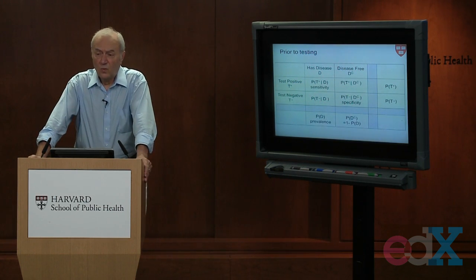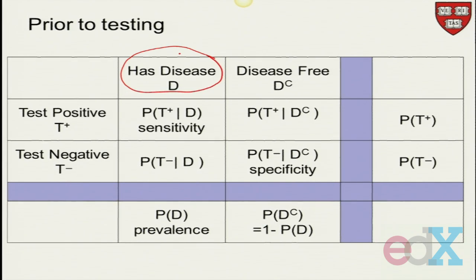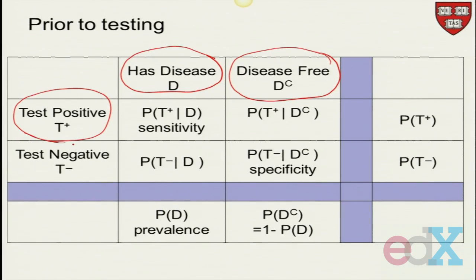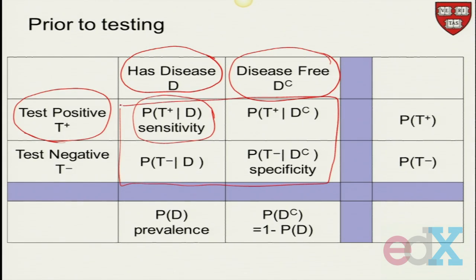So what we've got prior to testing, we have that everybody either has the disease or is disease-free. And you might ask, what about testing positive? What's the probability of testing positive when you have the disease? So I'm making this little 2x2 table for you. That's the 2x2 part. And the answer is, that is what we call the sensitivity. So the sensitivity of a test is how often it tests positive when a person has the disease.